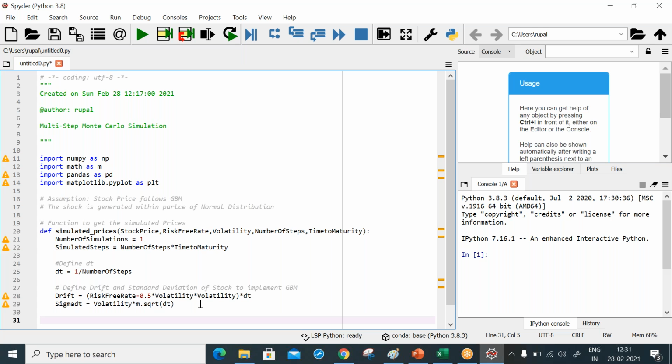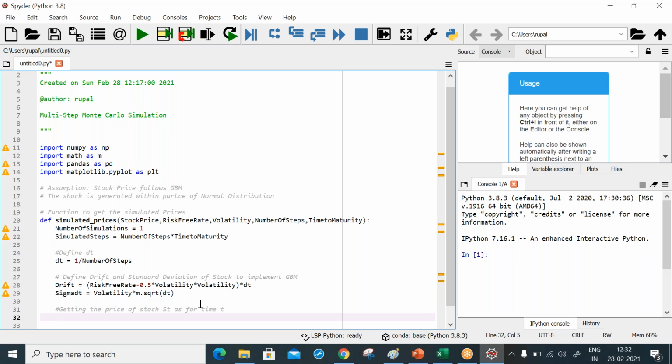Now we will get down to getting the price of stock ST, as for time t.